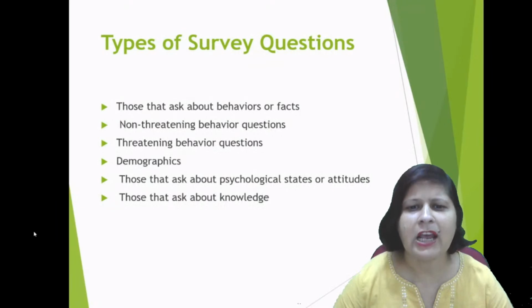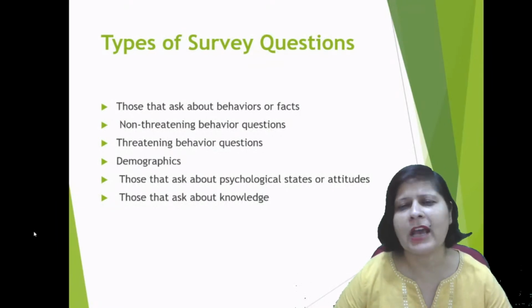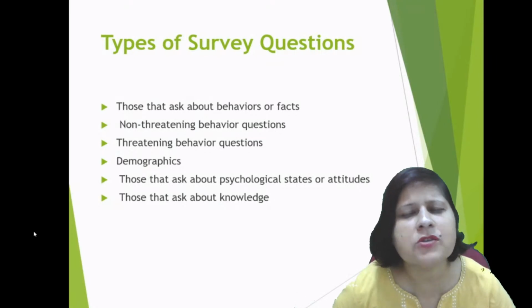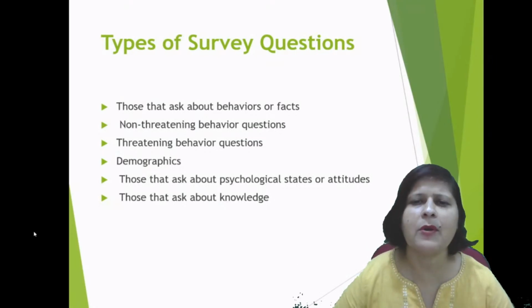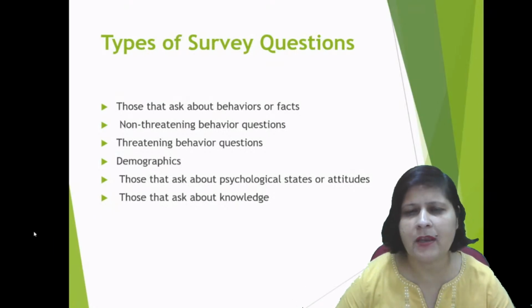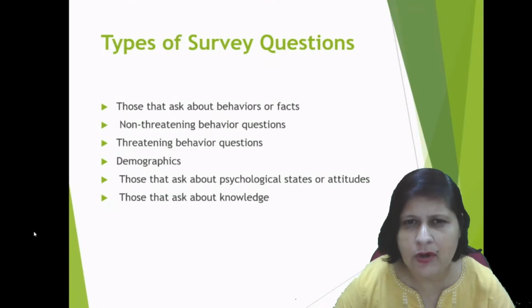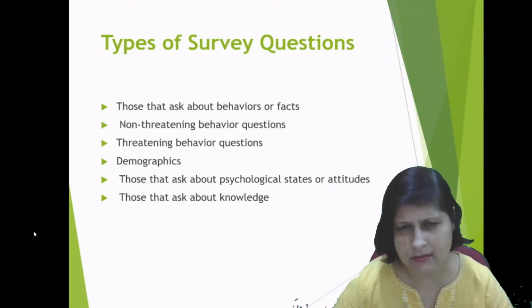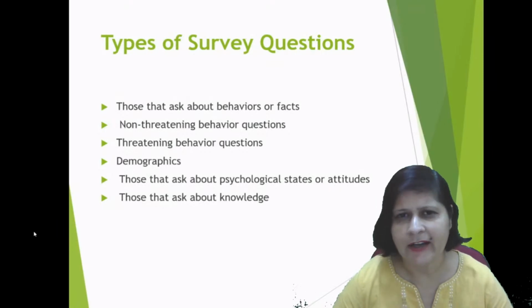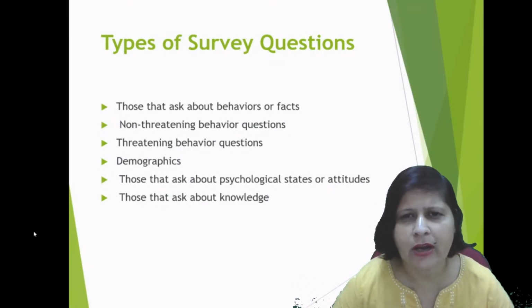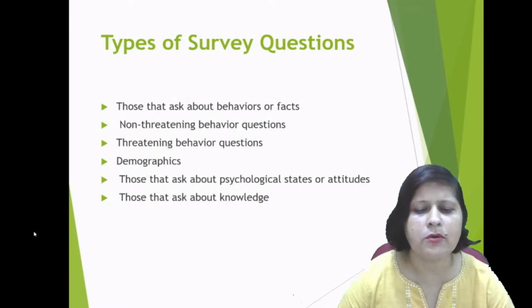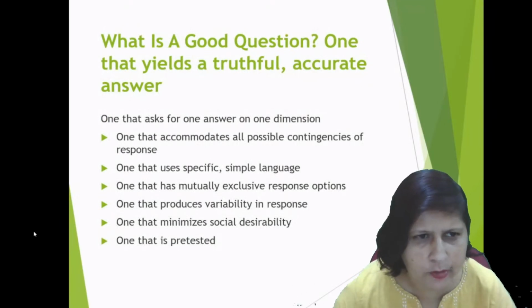Types of survey questions. What should be the types of questions? Questions that ask about behaviors or facts. If you want to ask about facts or behaviors, the question must ask about the behavior or the facts. Non-threatening behavior questions, threatening behavior questions, demographics. If you want to collect data about demographics, the question should be related to demographics. Those that ask about psychological state or attitude: if you want to measure the psychological state or attitude of someone, then the question should be related to that. And if you want to ask about knowledge, then the question should be related to that.